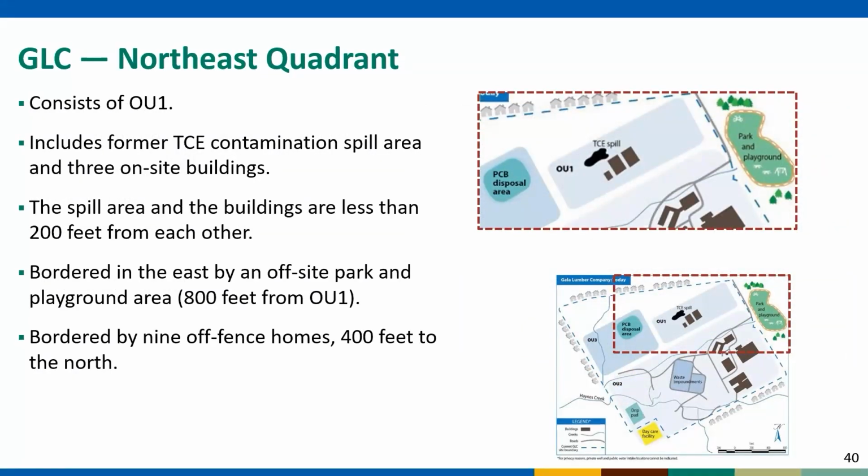We're going to move clockwise around the site now. The first northeast quadrant consists of OU1. It includes the former trichloroethylene contamination spill area, marked here as TCE, along with 3 on-site buildings marked as brown rectangles. The spill area and the buildings are less than 200 feet from each other. OU1 is bordered to the east by an off-site park and playground area, 800 feet from OU1. It is also bordered by 9 off-site homes beyond the fence about 400 feet north of OU1. We take note that the TCE spill has occurred on this site. This is not typical of most wood treatment facilities, but here it is. Most sites have some surprises, and TCE is a very common chemical found at many sites that ATSDR evaluates.